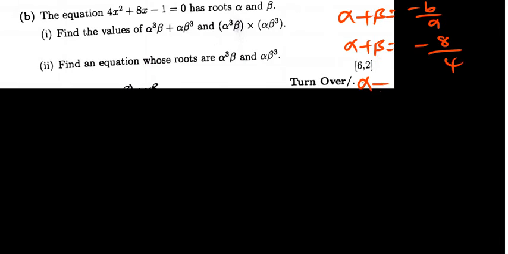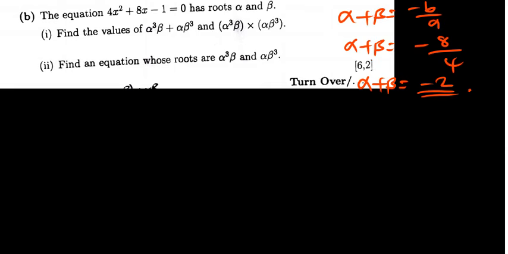Before you solve any question on the nature of the roots, what you have to do is find the sum and the product. So you need to say alpha plus beta is given by negative b over a. So alpha plus beta will be equal to negative, my b is 8, my a is 4. Therefore alpha plus beta is negative 2.